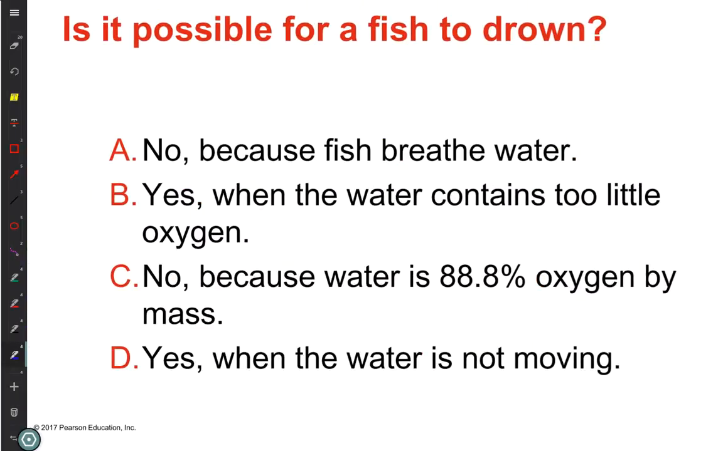Okay, now, this question is just an interesting question. We have a follow-up question coming up; it'll probably come up in lab, actually. Is it possible for a fish to drown? What is this? I feel like the answer is no.